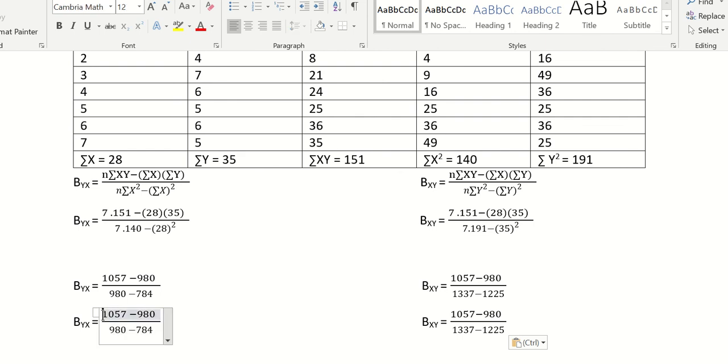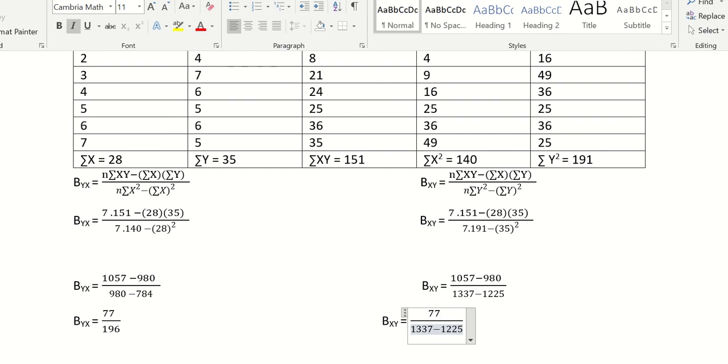So here 1057 minus 980 is 77. And 980 minus 784 is 196. Now we'll solve this part also. Here we get numerator 77 divided by 1337 minus 1225, which is 112.